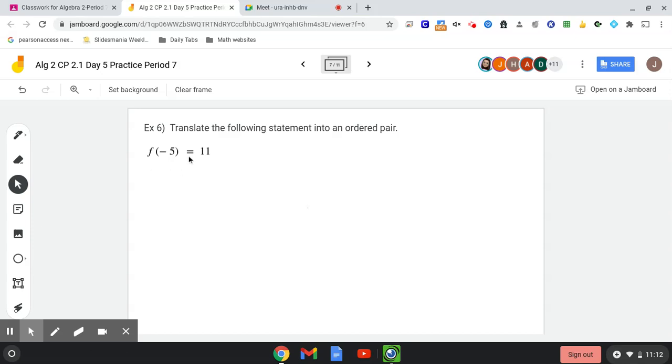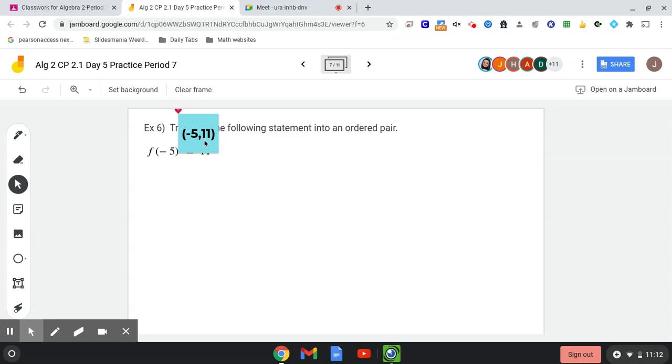F of -5 equals 11. That means that when -5 goes in, 11 comes out. So guys, what would that look like written as an ordered pair? Who goes in and who goes out? Who's the X coordinate? Who's the Y coordinate?